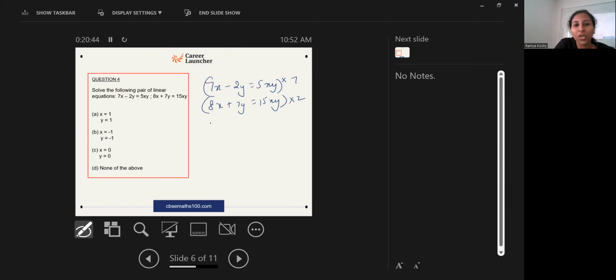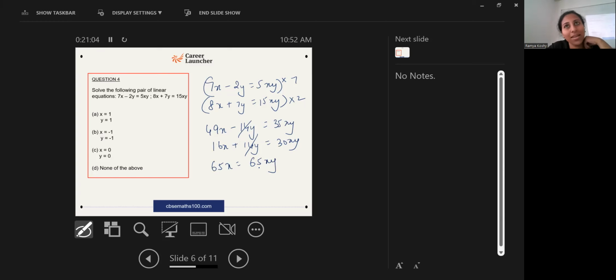So what happens over here is you're going to get 49x minus 14y is 35xy, and 16x plus 14y is equal to 30xy. This cancels. When you're adding, you're going to get 65x is equal to 65xy. What do you do in the next step to find the answer? 65x on both sides cancel.